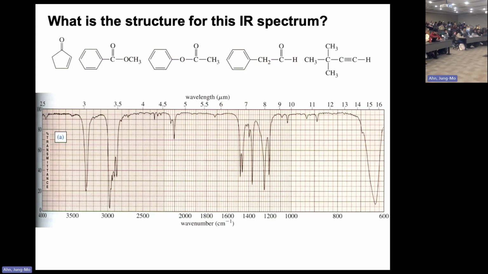But what else is really pinpointing this one? That region, that's at 2100. You don't normally see anything there unless you've got something with a triple bond, right? 2100 is typical for carbon triple bonds. If it's a carbon-nitrogen triple bond, it could be a little higher. So I wouldn't exclude the possibility of carbon-nitrogen triple bonds, but you don't see any nitrile in that example.